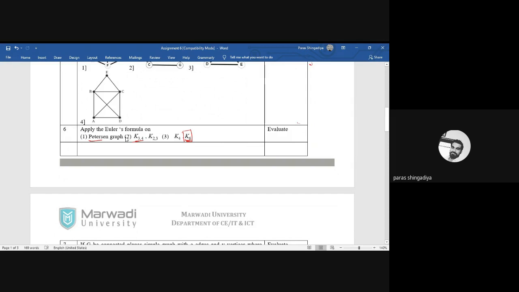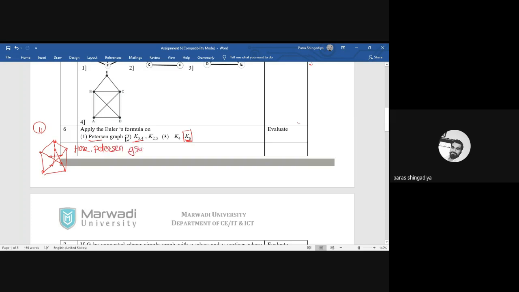So you can draw the Petersen graph here, if required. Five and five vertices: the inner five vertices make one star, and then connect the corresponding vertices. So that is the shape of the Petersen graph. Clear?